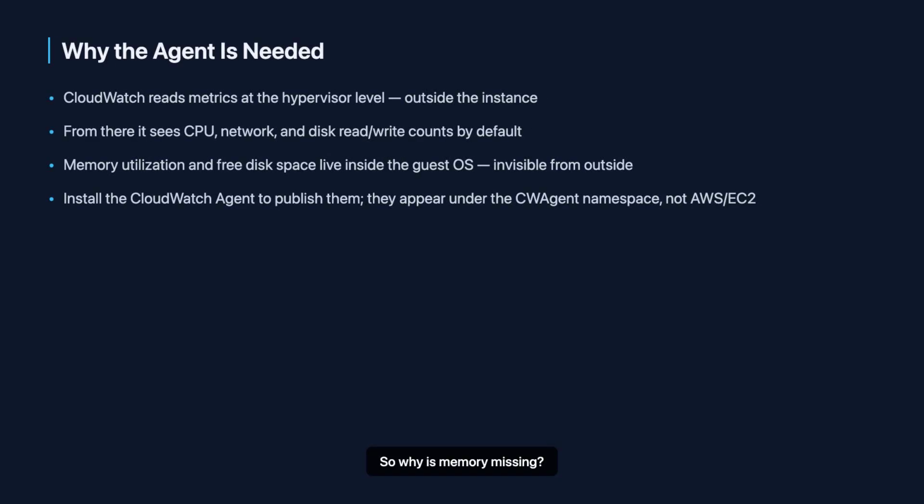So why is memory missing? It comes down to where CloudWatch is standing. CloudWatch reads metrics at the hypervisor level, from outside the instance. From out there, it sees CPU, network traffic, and disk read and write counts by default, but memory utilization and free disk space are stored inside the guest operating system, and from outside, that's invisible.